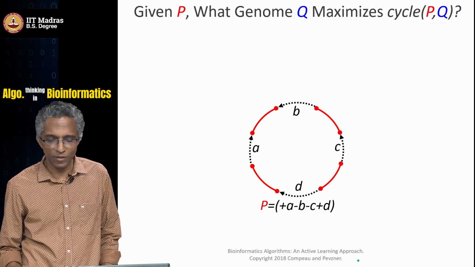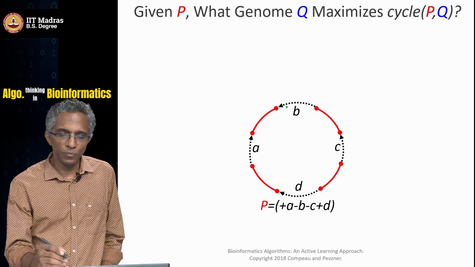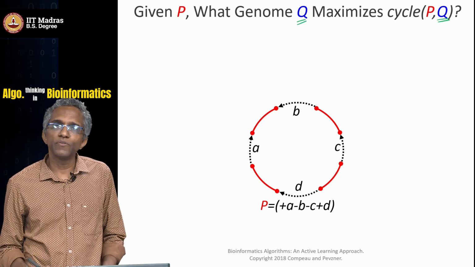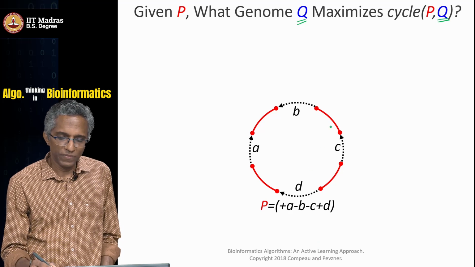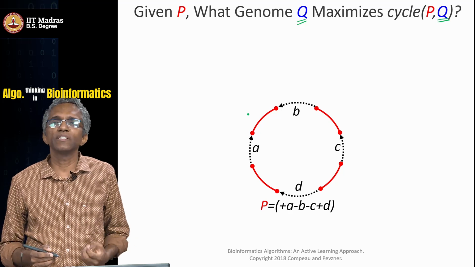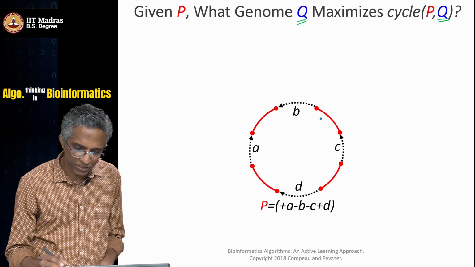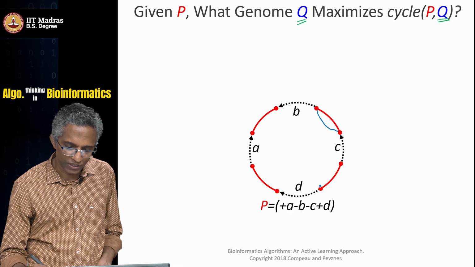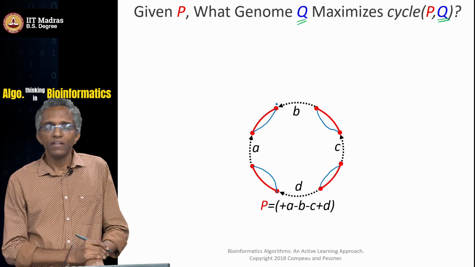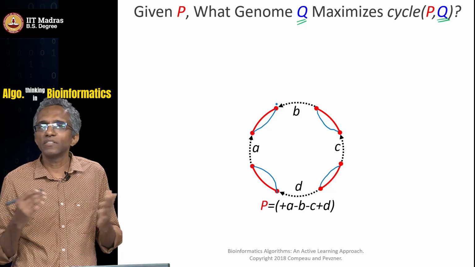Let us look at a simpler example where there are 4 blocks, and you have the P that is drawn in this way. Now, what should be the Q that will maximize the cycle of P comma Q? If you think about it for a bit, you will realize that the maximum number of cycles you can get is the maximum number of red edges here, because the smallest cycle you can get is one red edge and one blue edge. So let us make one red edge and one blue edge here, and similarly for each. If each cycle is the smallest cycle you can make with these two edges, then that will give you the maximum number of cycles.